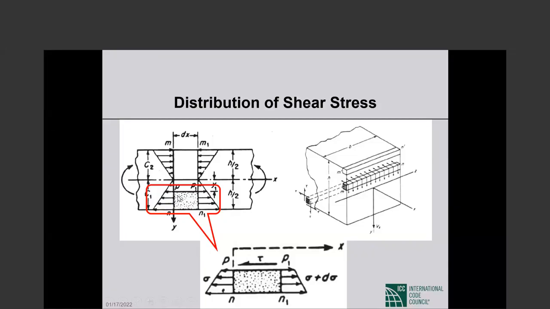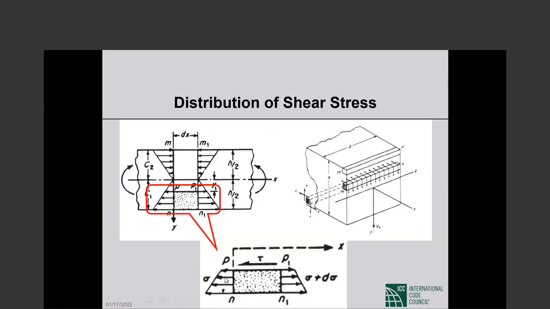So you understand that we have taken this element outside of the beam on the left. At this section, MN, the bending moment is M. At this section, M1N1, the bending moment is M plus dM. The bending moment has changed a little bit.